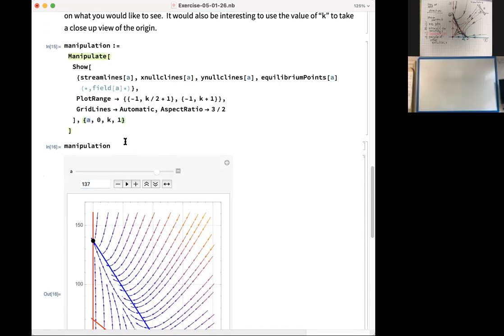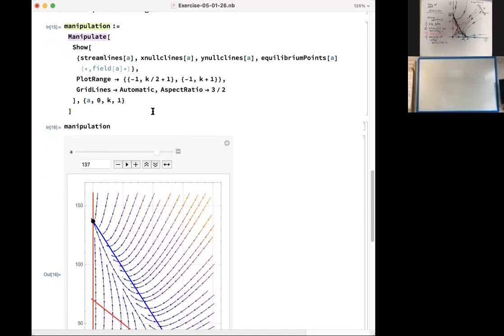I could create a manipulation with two parameters. I could do that problem from 3-7 with the matrix with the A and the B. Oh, this opens up lots of doors. So manipulate command is a very powerful command.